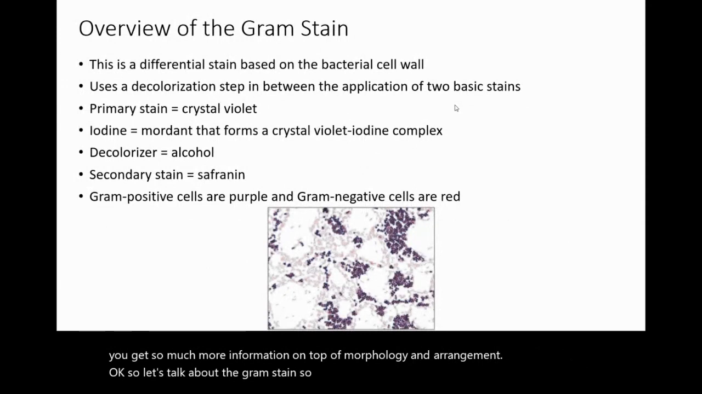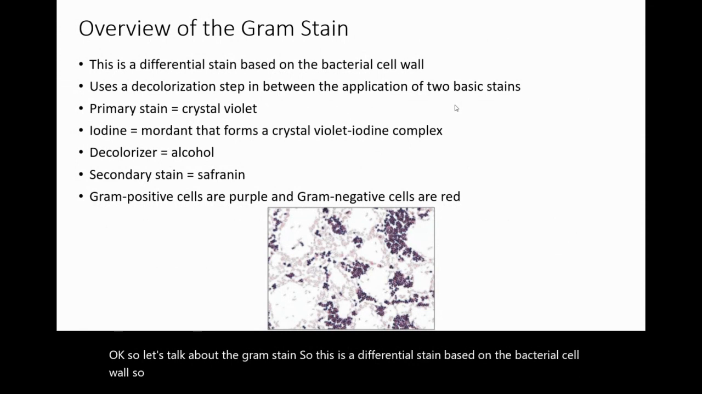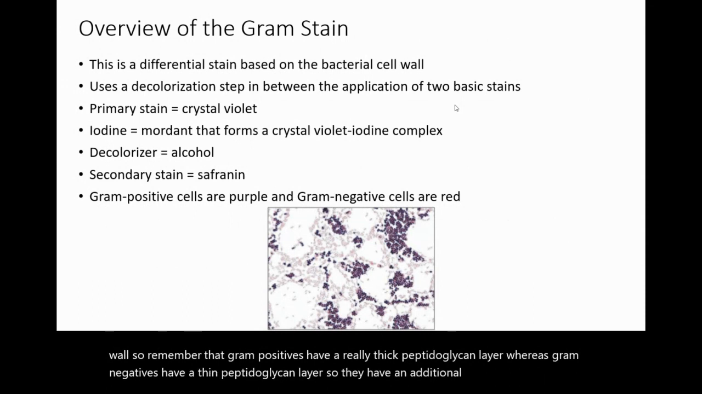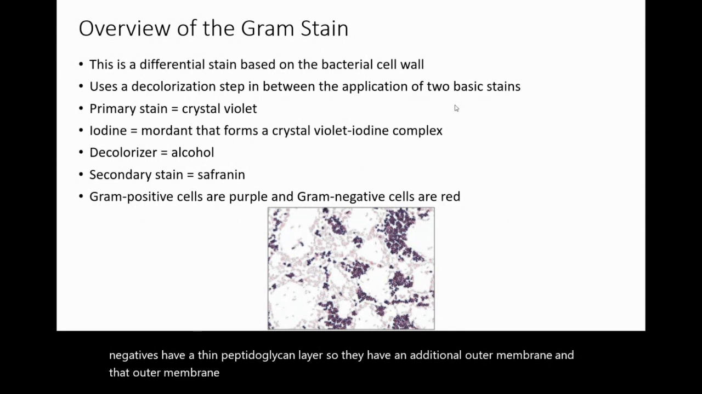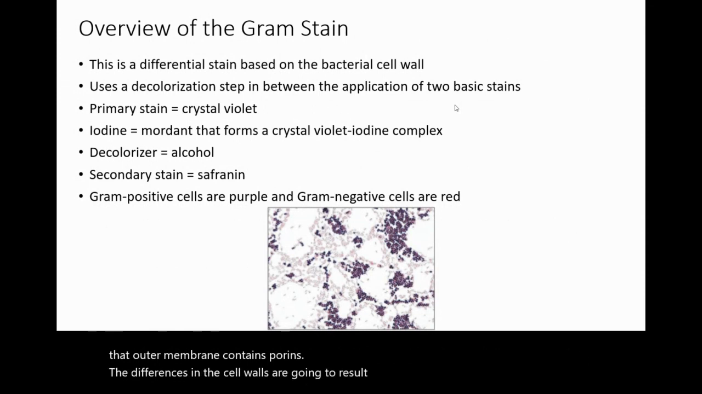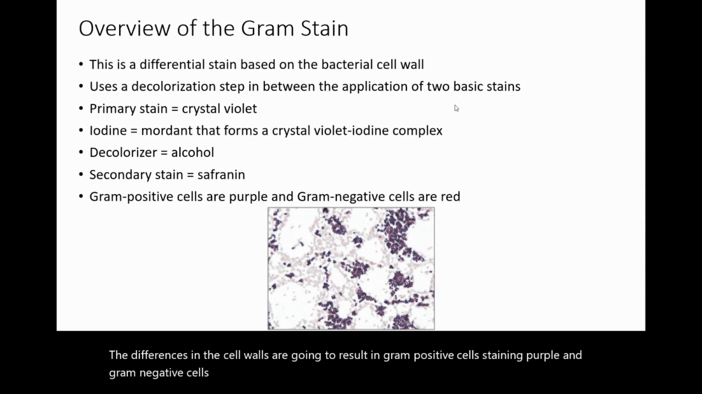So this is a differential stain based on the bacterial cell wall. So remember that gram positives have a really thick peptidoglycan layer, whereas gram negatives have a thin peptidoglycan layer. So they have an additional outer membrane, and that outer membrane contains porins. So the differences in the cell walls are going to result in gram positive cells staining purple and gram negative cells staining red.